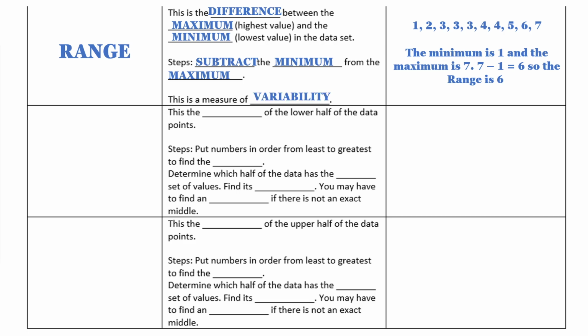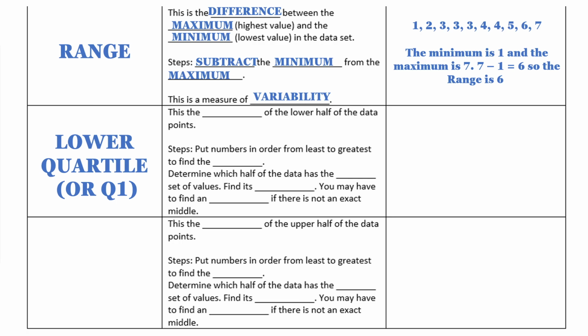And this is a measure of variability. Variability is how far apart the numbers are. If you have a very large range, then that could mean that our numbers are very varied. If you have a smaller range, that means that most of our numbers are close together in our data set.